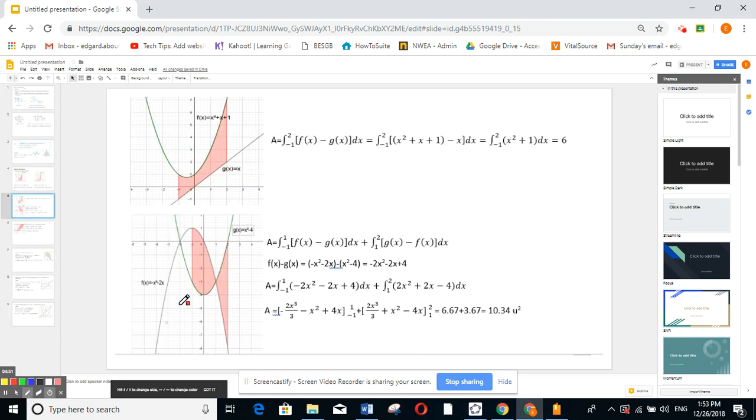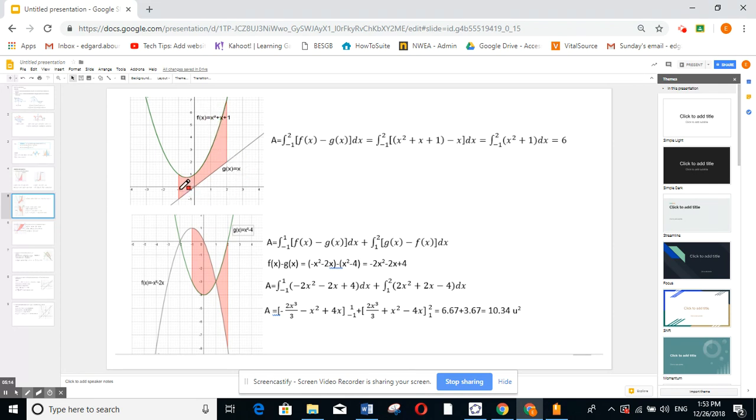Another example here, I want that area, so no intersection. So directly I said above minus below. So f of x minus g of x. If I say g of x minus f of x, it will be negative. However, if you don't want, as I told you, you can put absolute value. So if it's negative, it will be positive. So no need to take into consideration f of x minus g or g minus f.